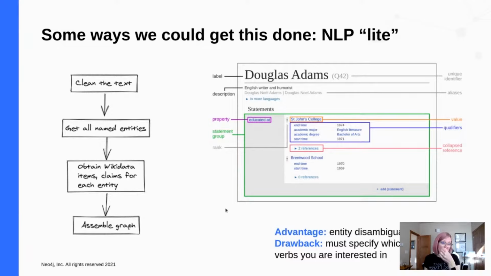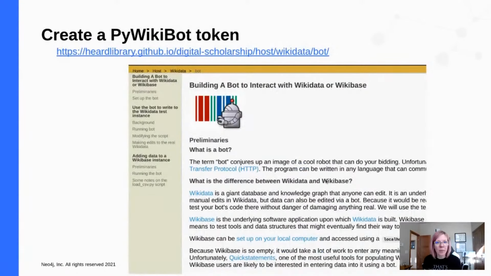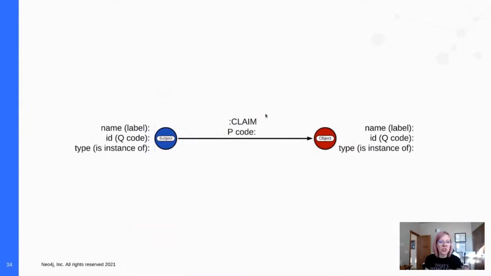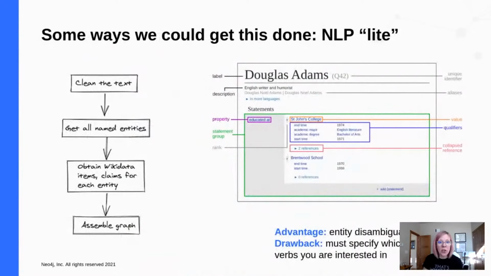Okay, so what we're going to do in this process, once we have the named entities, is we're going to obtain Wikidata items or claims for each entry and then assemble our graph. To do this, I have created a PyWikibot. You need to create a token to do this to get those P and Q values. The slides show you how to do it. The notebook shows you how to do it. But ultimately, what we wind up with is we have our subject and our object. Each of those have a Q code, and each of those are labeled.